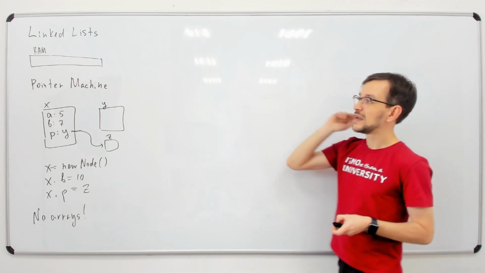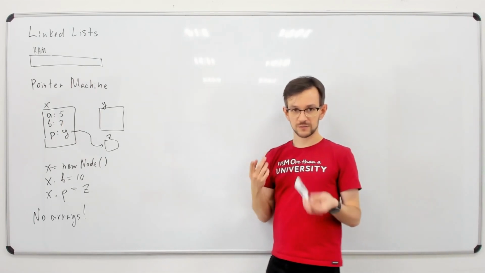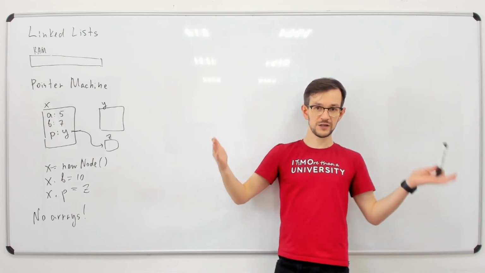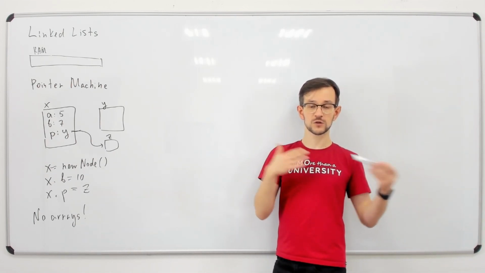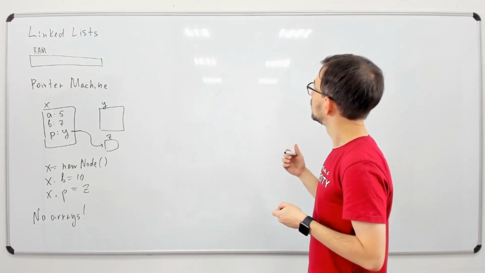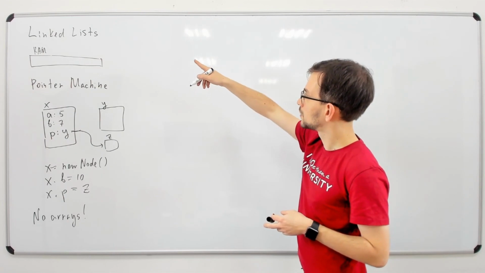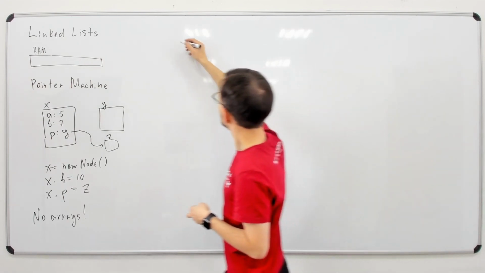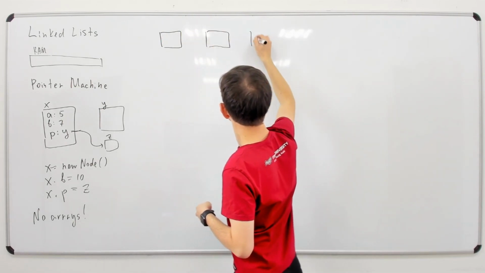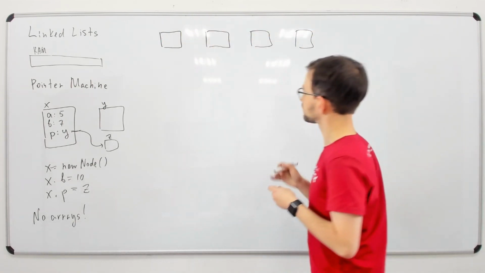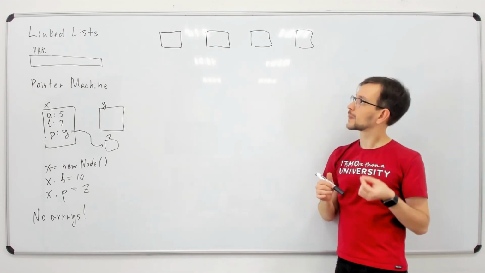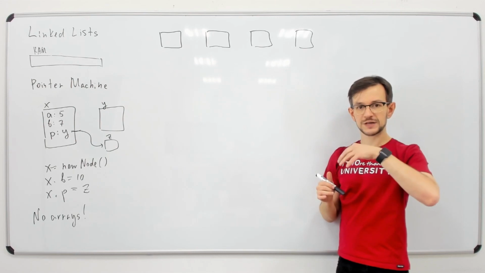In the pointer machine model, you don't have arrays, but you usually want to maintain lists of elements. So how do you create lists of elements when you don't have arrays? The linked list works like this. You have a number of nodes. Each node contains one element of the list, and you have pointers to the next element of the list.